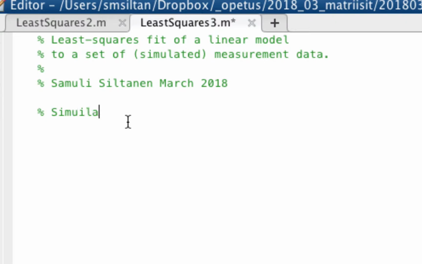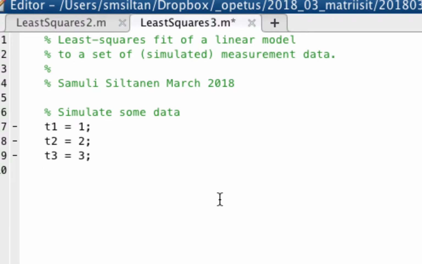And now simulate some data and let's do following the thing we have on the blackboard. So let's think we have these time instants at which we have some measurements available. And let's just assume here that we have measured these at times 1 second, 2 seconds, 3 seconds, and so on.